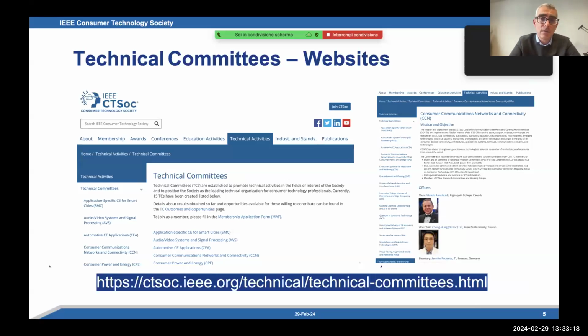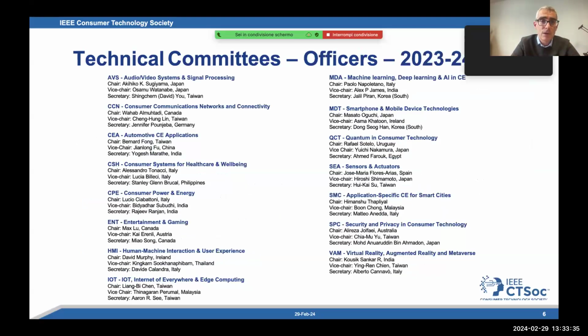You can access this information, as many of you know, through the main website of CTSoc, going onto the technical activities tab, and then choosing the technical committees. Each committee has its own page with its mission and objective, its officers, members, etc. And these are the officers for the 2023-2024 term. And by the way, please remember that this year there will be the election for next year.